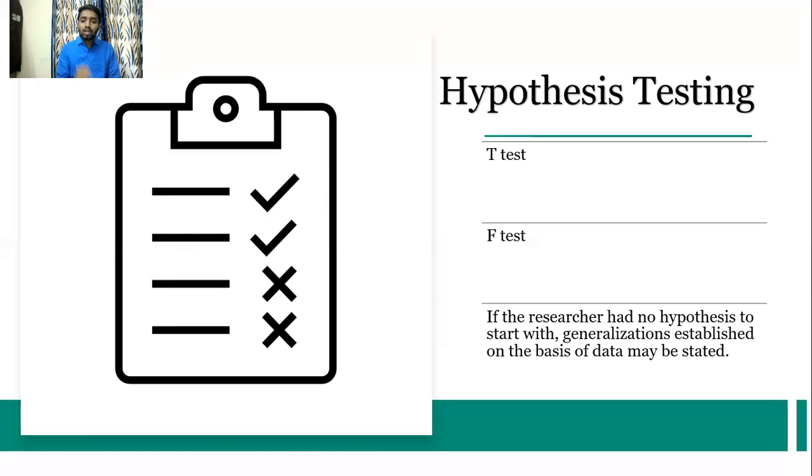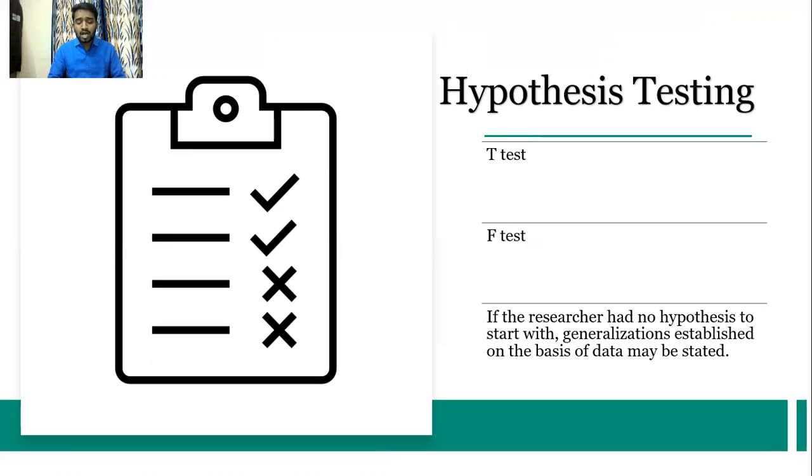Second thing, what is the relationship between your research problem and the hypothesis you are going to form? You have to find a relationship between the hypothesis and the research problem, how they are connected to each other. Then, is your hypothesis testable? How are you going to test your hypothesis? Is it a T test, F test, or there are so many ways to test a hypothesis.